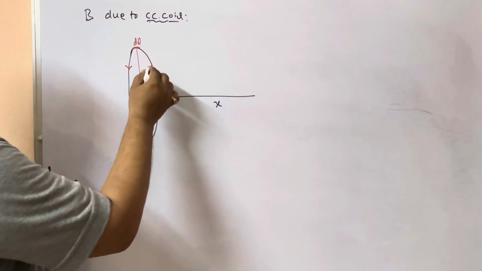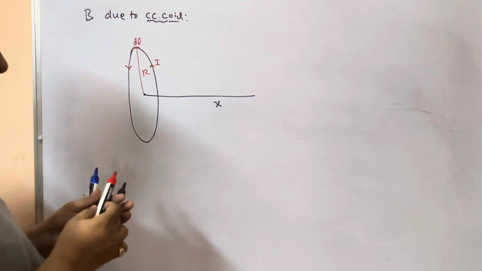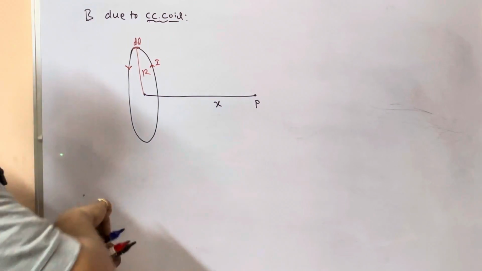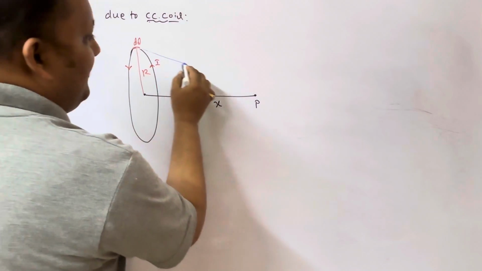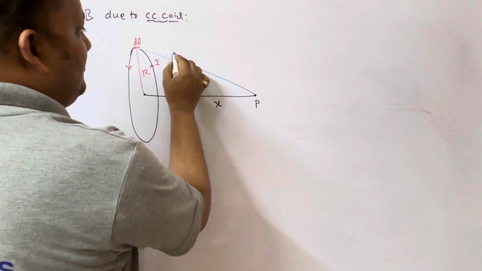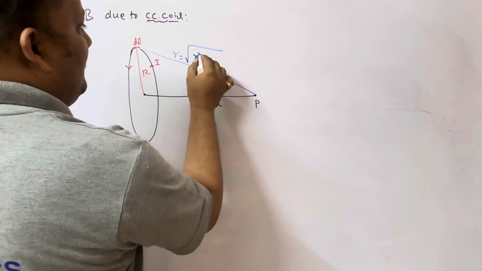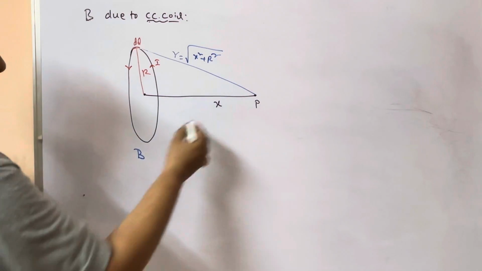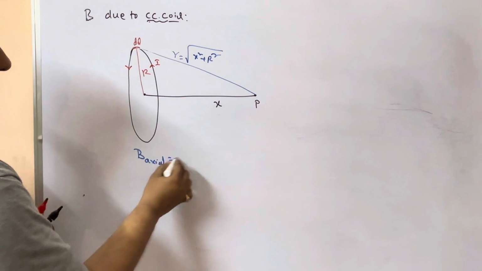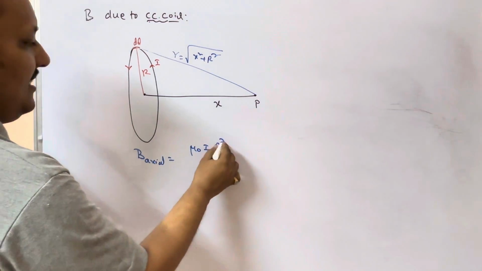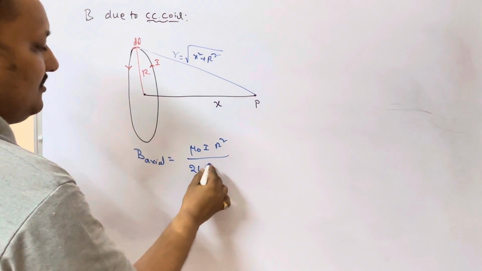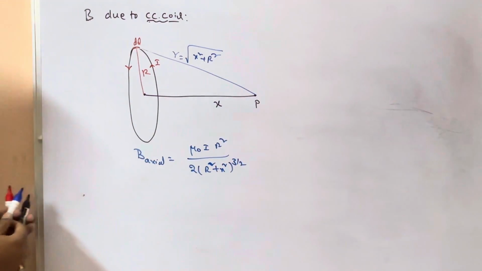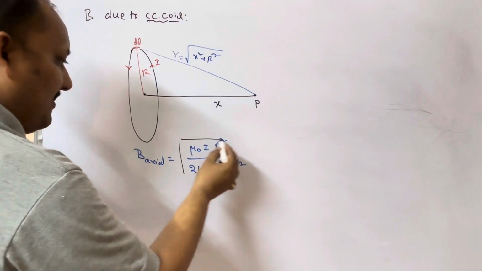If current is passing in the anti-clockwise direction, what is the magnetic field intensity at this point P? We take a current element at a distance small r, which is root of x square plus r square. So the formula on this axial line is B equal to mu naught I r square by 2 into (r square plus x square) whole power 3 by 2. You have to remember this one.